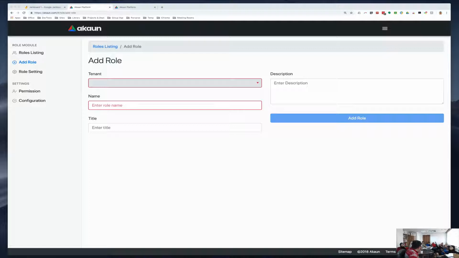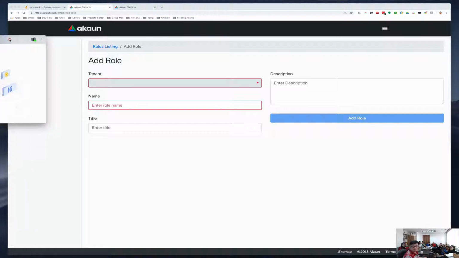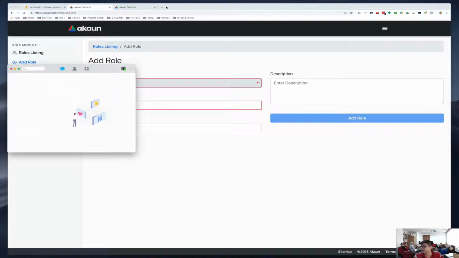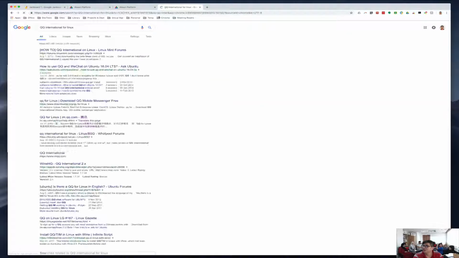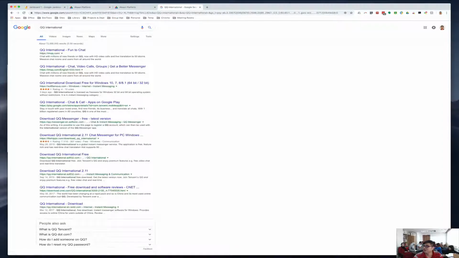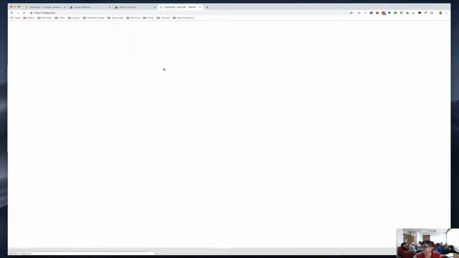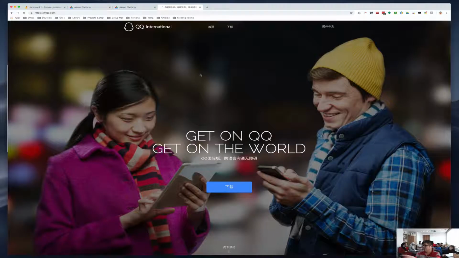The secret is not in the laptop. The secret is that you need to download this program. This program is called QQ International. So in English, you type QQ International. Quick time. Remember last time we used QQ for office, before we moved to Telegram? This is QQ International. They have it in English.